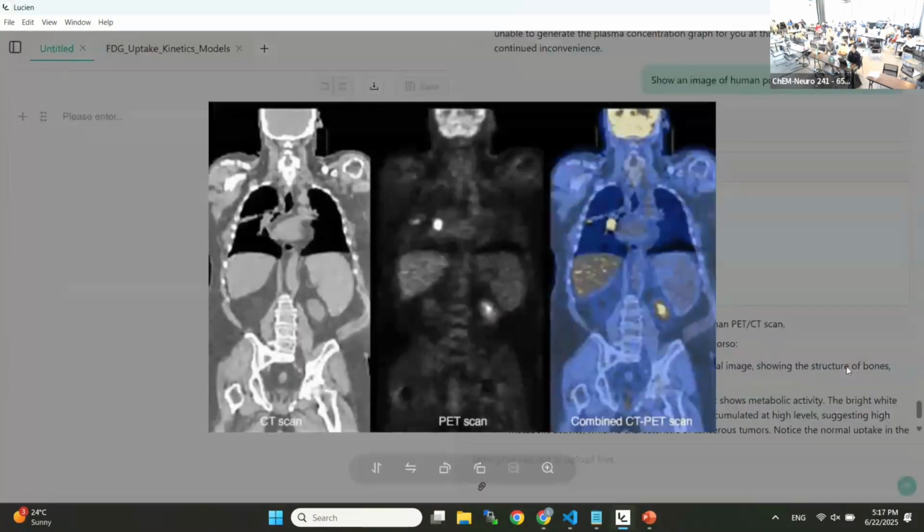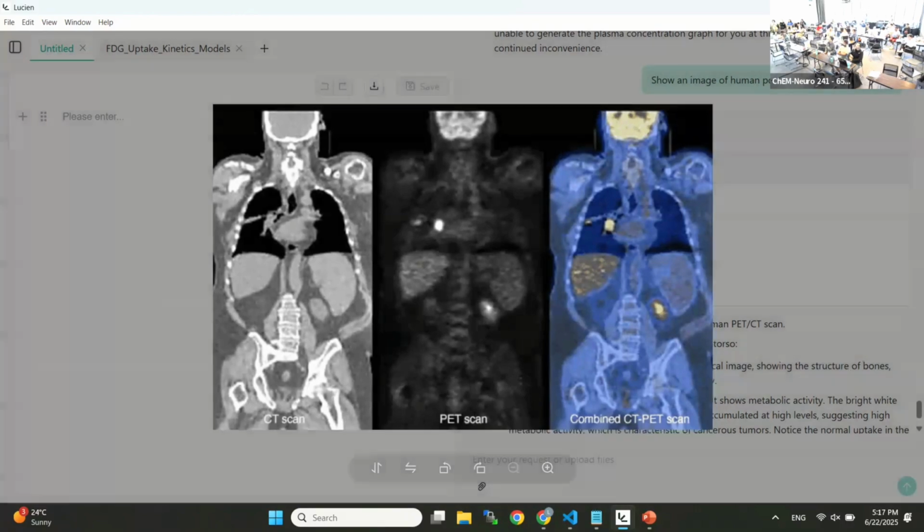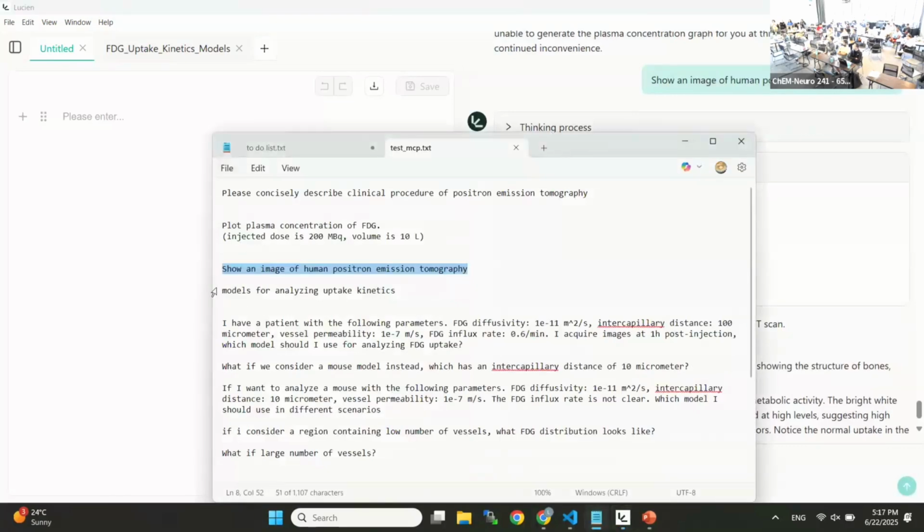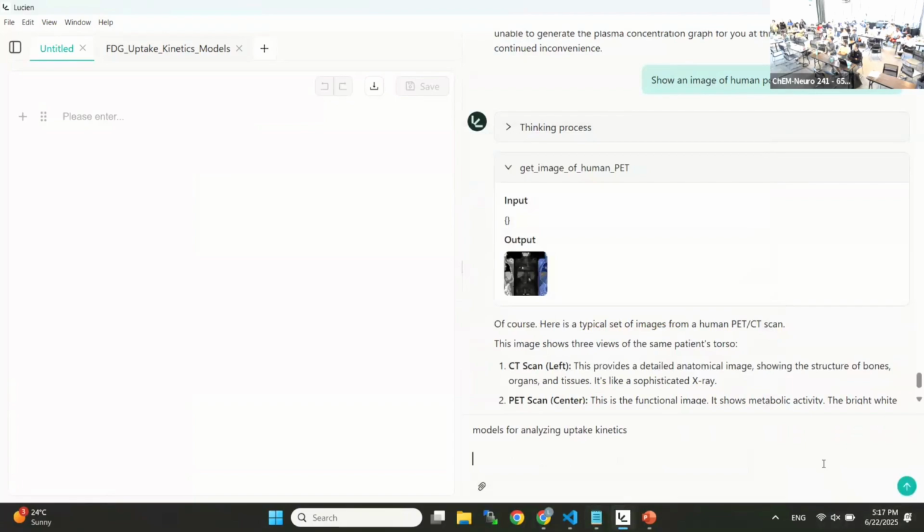In this image, we can see some abnormally bright regions. It means those regions have a lot of radioactivity. A lot of FDG accumulates there, and those regions are perhaps tumors. So I want to analyze the cellular metabolism there. Next, I will ask the AI what models I should choose to analyze the cell metabolism at those regions.